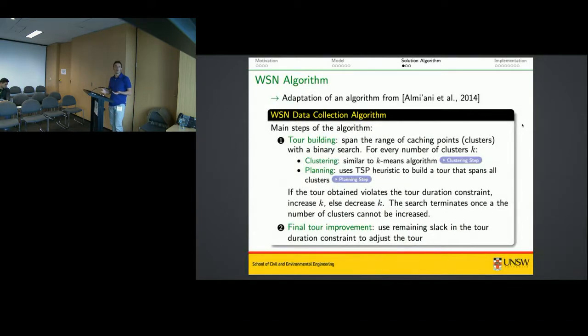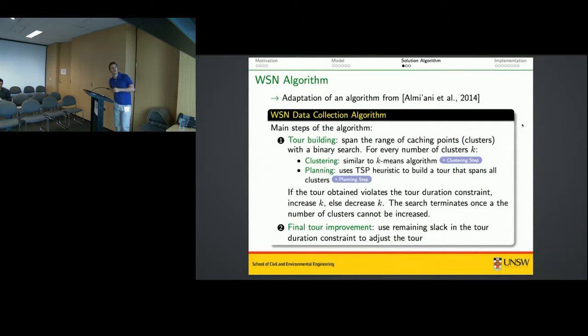And once we obtain the tour, we look at whether the tour duration constraint is violated. So in this sense, it's very much like a binary search over the number of clusters, which again will represent the number of caching points in the network. And the rationale is that if the tour obtained violates the tour duration constraint, well, we'll increase the number of clusters.